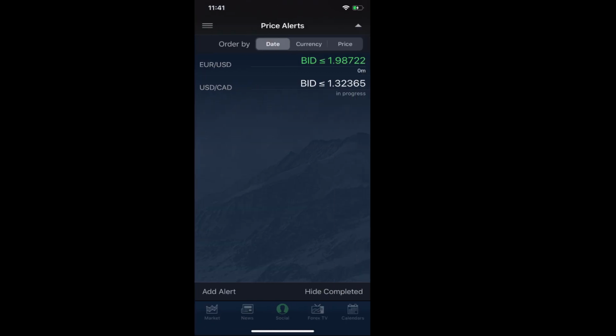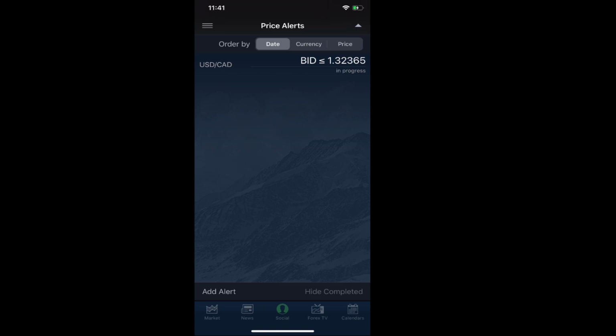I actually don't even know how to delete it yet. But anyways, I'll find that out. Okay, I'm actually lost. Okay, yeah. Just click on hide completed, which is the tab right next to add alert. Alright, so you just click that, then it will remove the alert that you just created. Right. So that's a nice thing about this app as well.